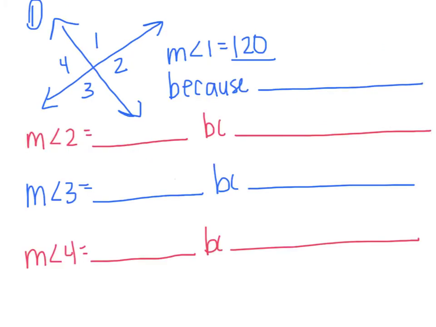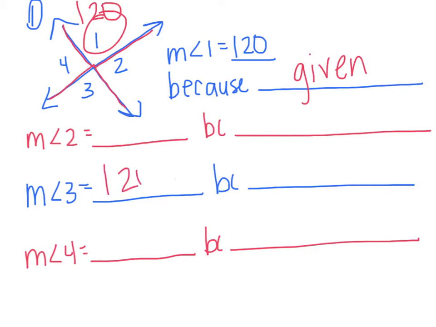Now let's look at this. If we look, this is what we talked about before. And we're going to start with angle 1. And we know that this is 120 degrees because they give it to us. So it's given. So now let's use our vertical angles. So if this is 120 degrees, angle 1, angle 3 is also going to be 120 degrees because they're vertical angles.